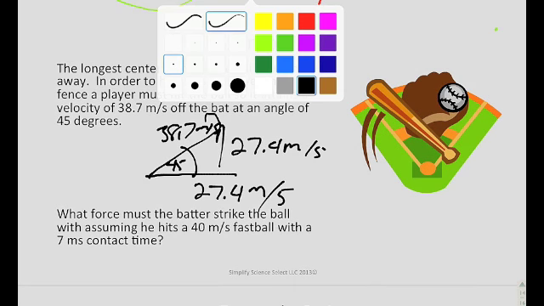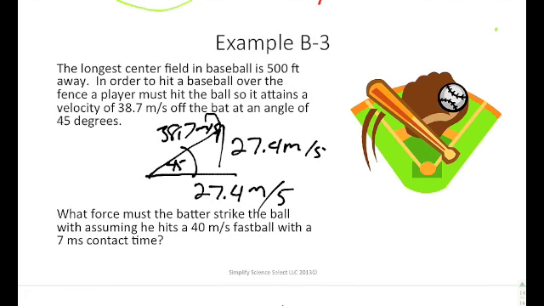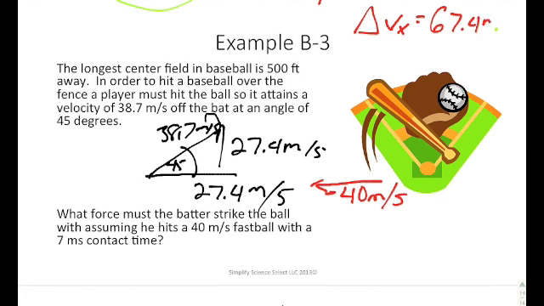So what I'm going to do now is draw the ball coming in. The ball is initially coming horizontally at a velocity of 40 meters per second. And what I need to do is change the velocity of the ball from a negative 40 to a positive 27.4 meters per second. So the change in velocity in the x direction is going to be 67.4 meters per second. If you look, I'm going from 40 this way to 27.4 that way. But that's the change in velocity in the x direction.